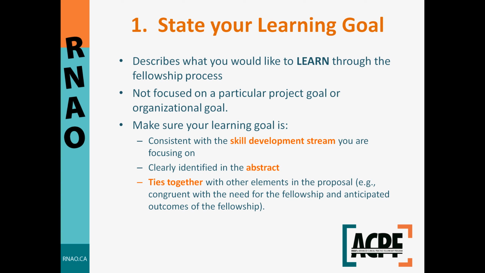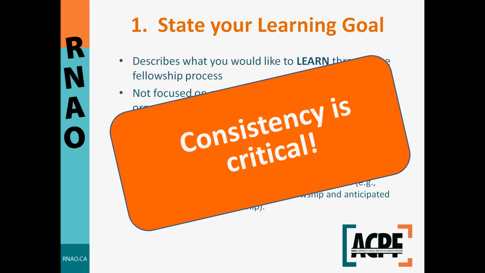And it ties together with other elements in the proposal. So in other words, the learning goal makes sense and it's congruent with what you explain throughout the proposal. For example, in the section where you describe the need for the fellowship and anticipated outcomes of the fellowship. So just reinforcing that point, consistency is critical.